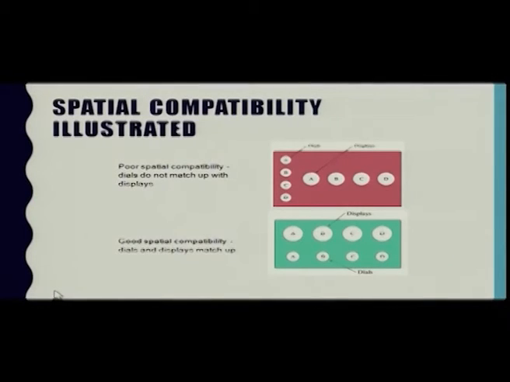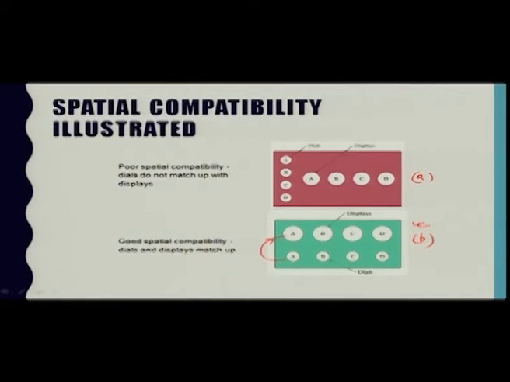Now this is a particular example that has been put here for spatial compatibility illustration. Basically, here you can see two alternative arrangements of displays and their controls. Let's say this is figure A and this is figure B. In figure B, A, B, C, D are the dials, and the displays are A, B, C, and D.